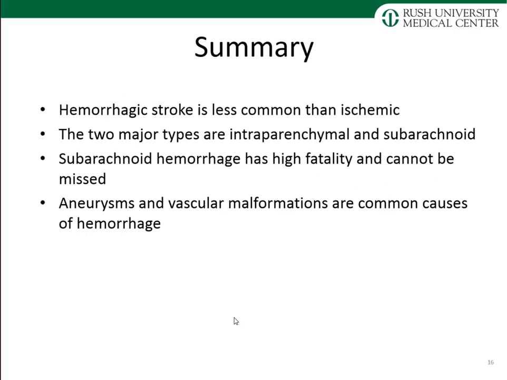So the summary is that hemorrhagic stroke is less common than ischemic stroke, and the two main types are intraparenchymal and subarachnoid. Subarachnoid hemorrhage is a high fatality and cannot be missed, so you need to know those clinical signs. Aneurysms and vascular malformations are common causes of hemorrhage, so you need to know a little bit about each of them.